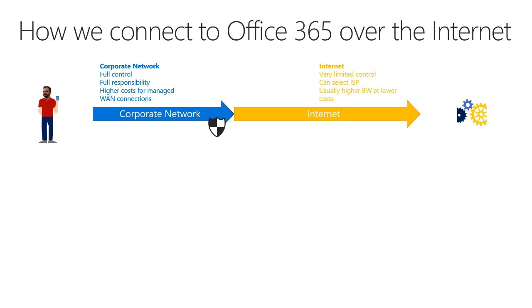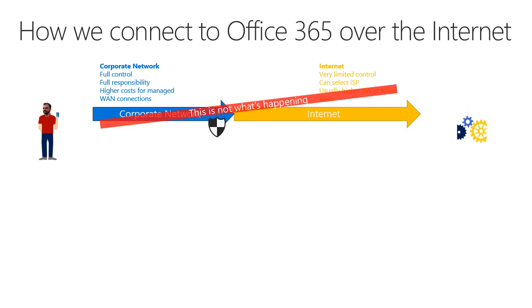When I talk to customers, sometimes I get the impression that people think that connecting to our service, Office 365 and Microsoft Teams, at a network layer looks a little bit like this. On the one side, the corporate network, where corporate environments have full control and full responsibility over the connections, and then they are connecting to the internet and using the internet to connect to the service. And on the internet, we have only limited control. We can select the ISP. Usually, we might have a little bit higher bandwidth, but we don't have end-to-end quality of service or guaranteed delivery or anything like that, which we get from a managed network.